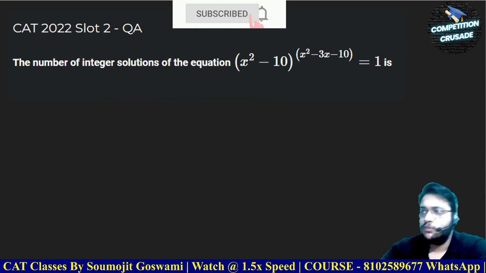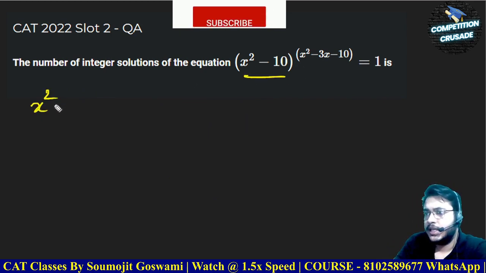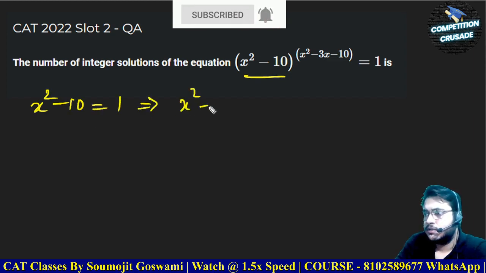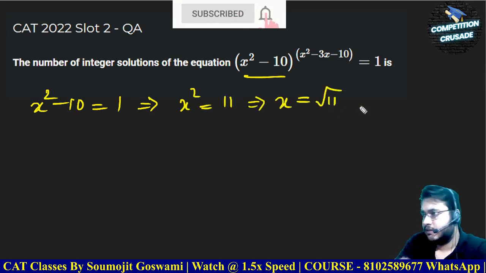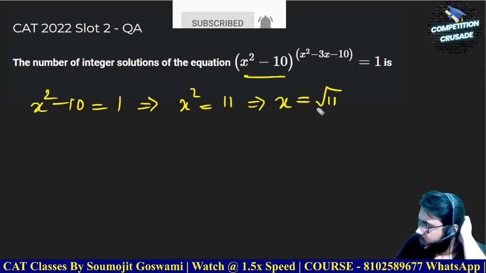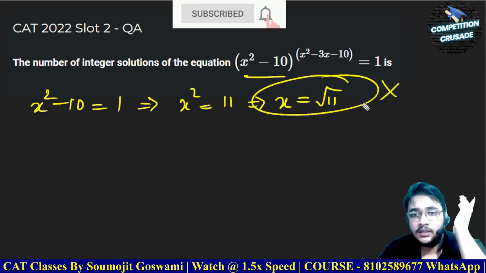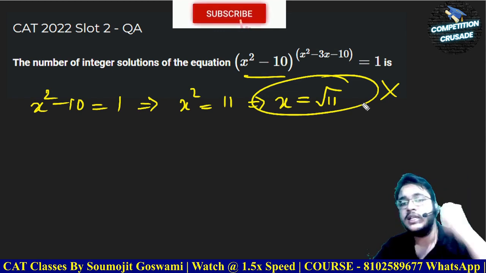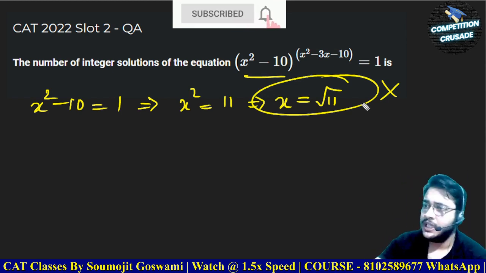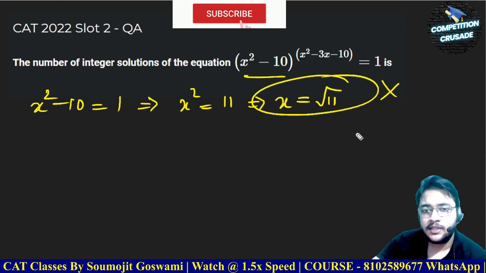a is equal to 1. When I take a is equal to 1, this becomes x square minus 10 is equal to 1. x square is equal to 11. This implies that x is equal to root over 11, could be plus or minus, does not matter. This is something we cannot have, because this is an irrational number. It is not an integer. So 1 raised to the power anything goes out of the picture.